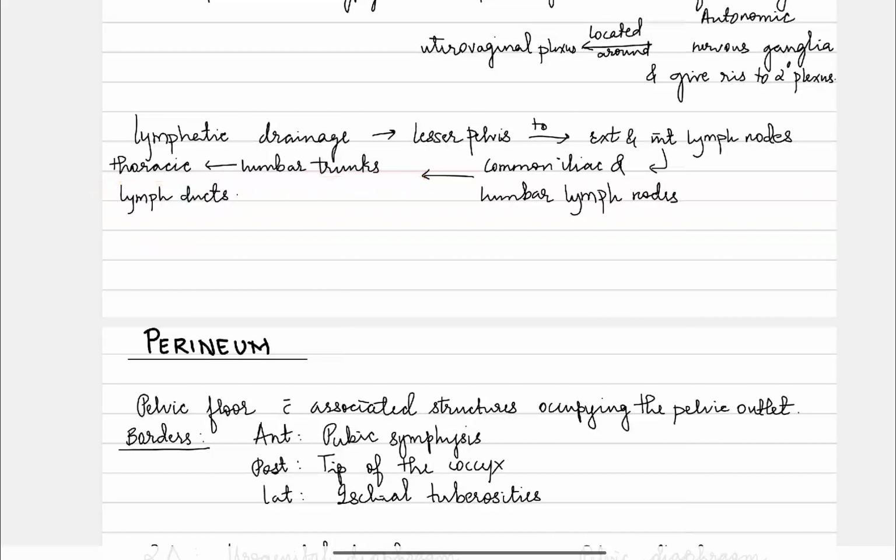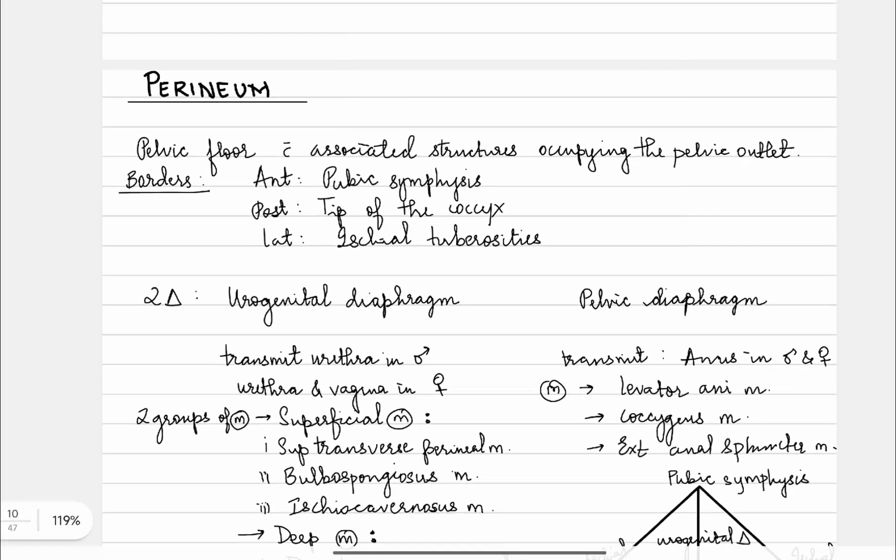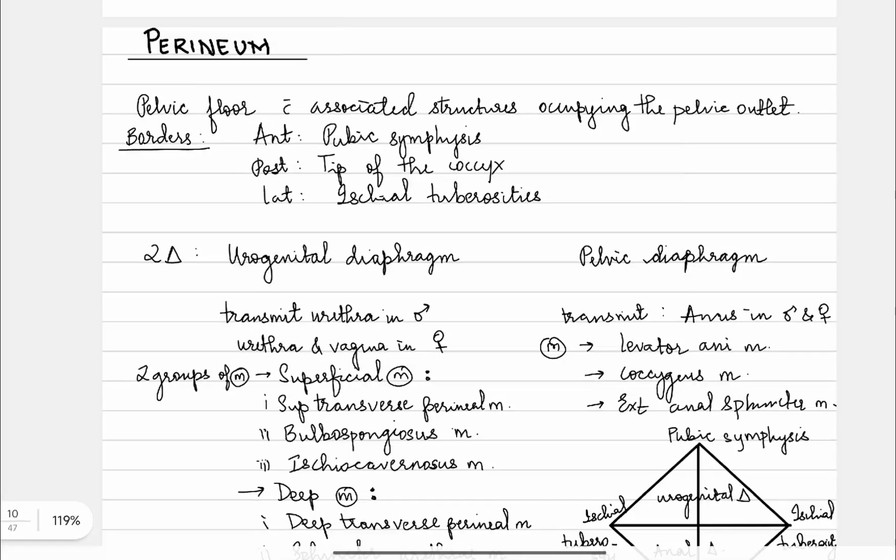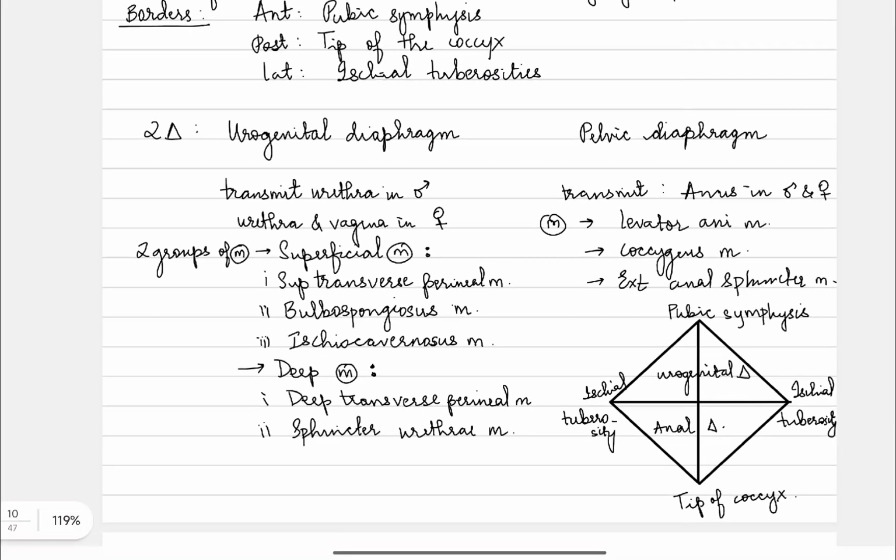Now we move on to the perineum. The perineum is the pelvic floor with associated structures occupying the pelvic outlet. Its borders are anteriorly the pubic symphysis, posteriorly the coccyx, and laterally the ischial tuberosity. Now there are two triangles. One is the urogenital diaphragm and another is the pelvic diaphragm.